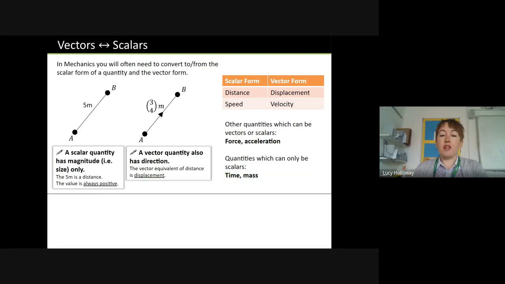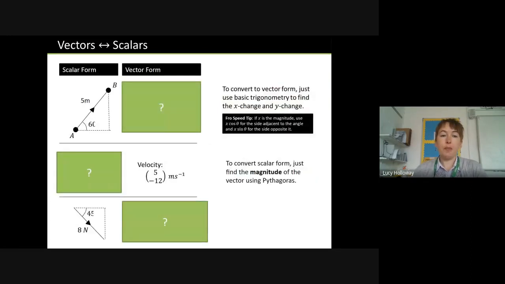But there are some things, such as time and mass, that can only be scalars because, for example, we have no control over what direction time goes in, so we can only use it to measure the amount of time that passes, not the direction in which time is traveling in.